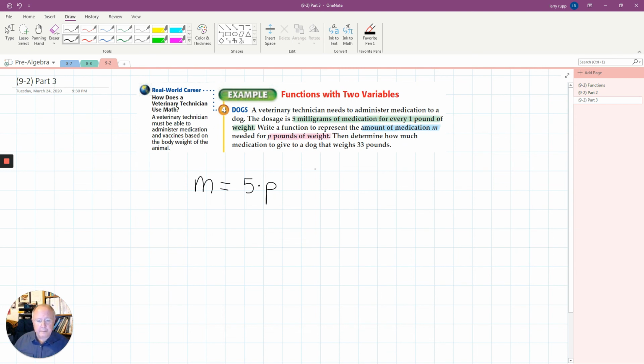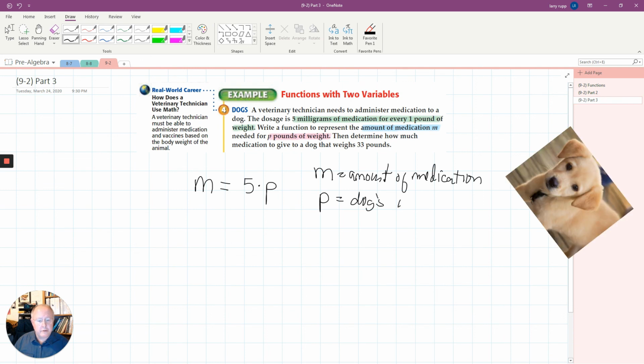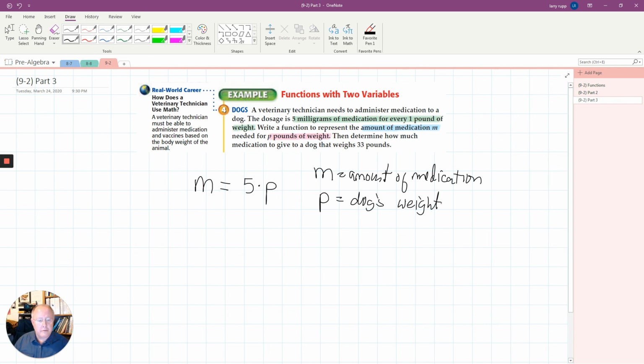So M is equal to the amount of medication, and P is equal to the dog's weight. And this is important: this is going to be in milligrams. So there is one part of our answer.